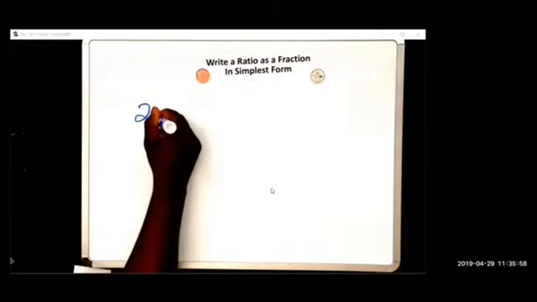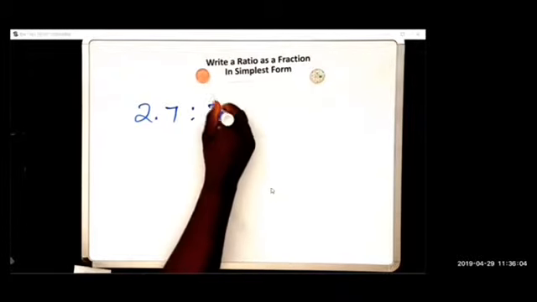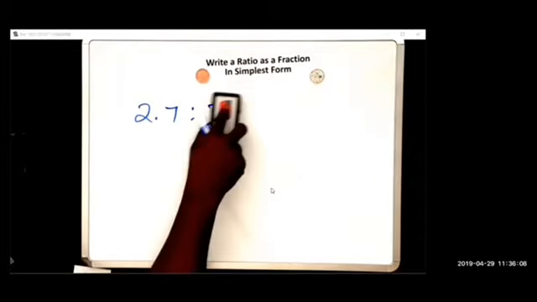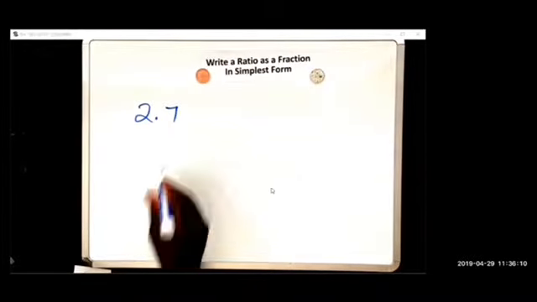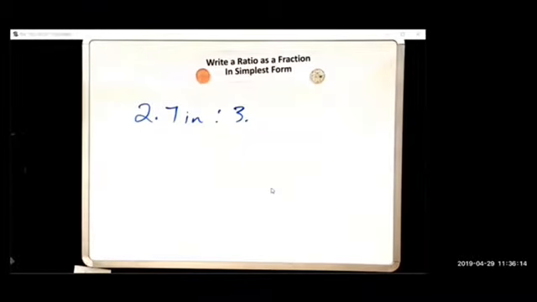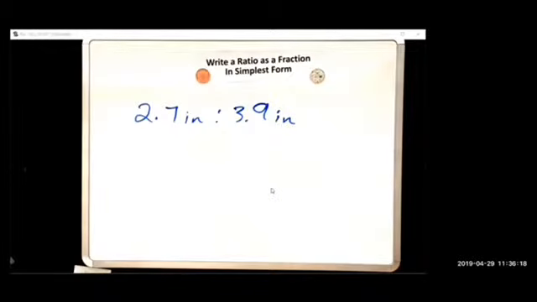We're going to deal with decimals. 2.7 is to 3. Well, let me write the unit. I think I'm going to put the units in there. I'll go with inches. So 2.7 inches is to 3.9 inches. That's our ratio. But they want us to write this ratio as a fraction and in simplest form.